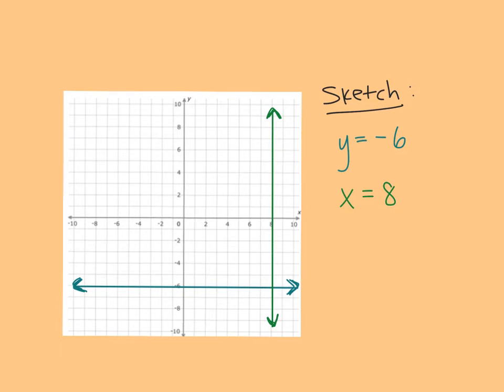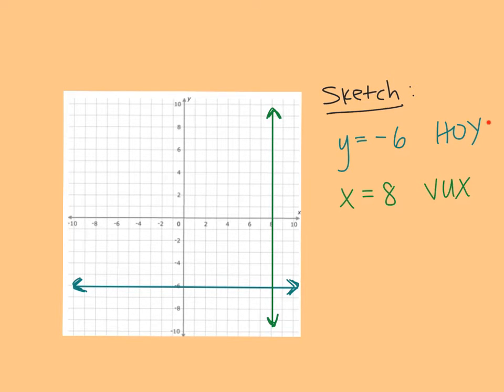Remember we talked about Hoy Vux, so H-O-Y. Horizontal, 0 slope, the slope is 0, and it's of the form y equals. So this is a horizontal line passing through y is -6. X equals 8 is a vertical line passing through x equals 8. All the x coordinates are 8 anywhere on that line, and that is the Vux.